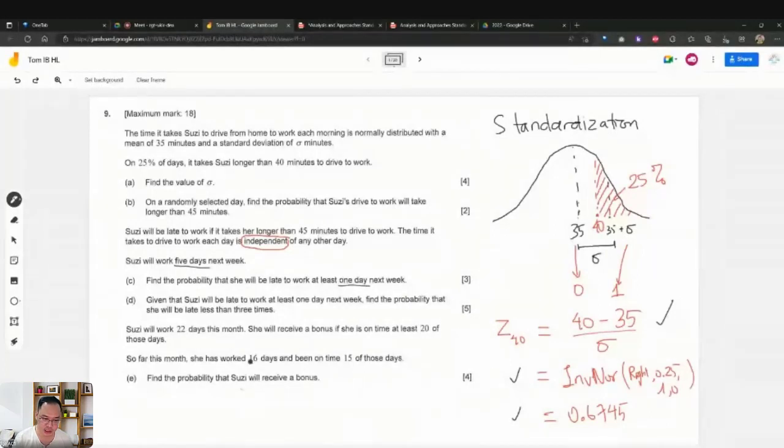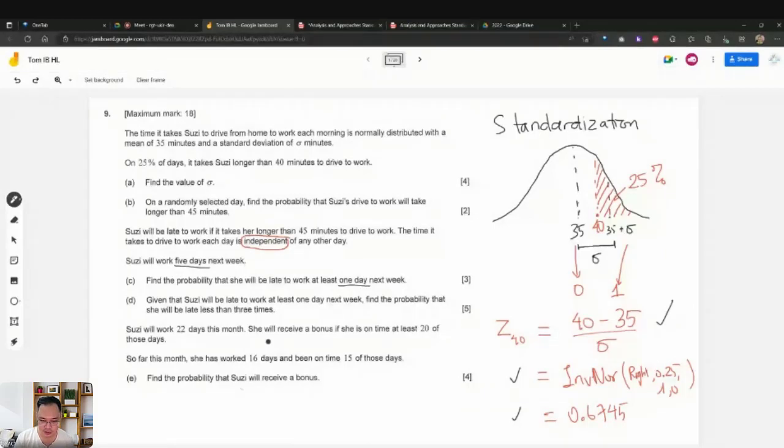22 minus 16. Days 17, 18, 19, 20, 21, 22, so 6 more days going to work. And she is already late for 1 day because she's been on time 15 days. So she is allowed to be late for one more day.